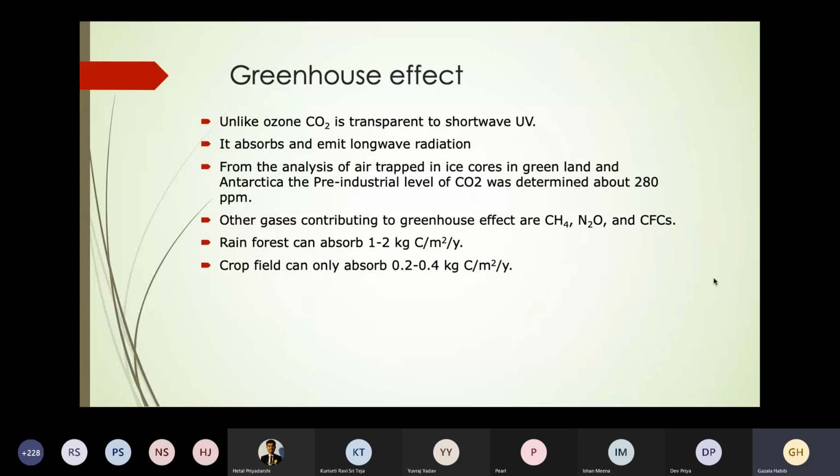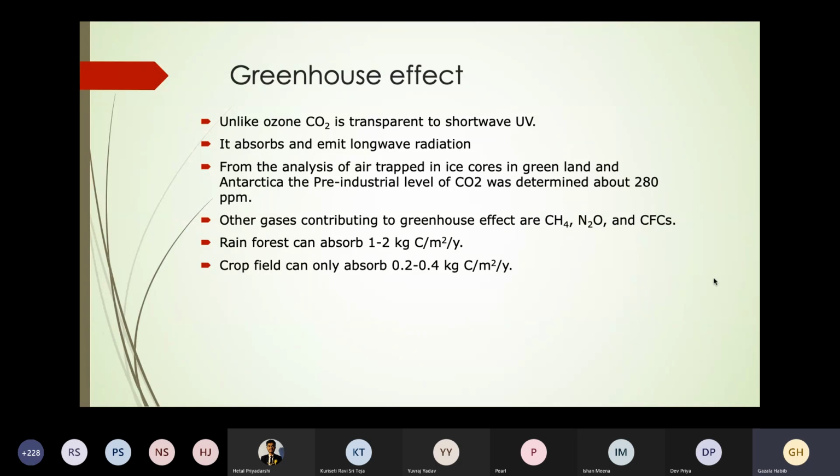From the analysis of air trapped in the ice core in Greenland and Antarctica, the pre-industrial level of CO2 was determined as 280 ppm. Nowadays, the background CO2 is around 400 to 450 ppm. So it's around a 40 to 50% increase in CO2 after industrialization. Other gases contributing to the greenhouse gas effect are methane, N2O, and chlorofluorocarbons.